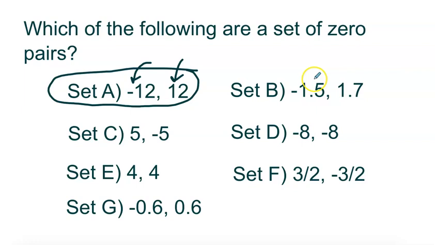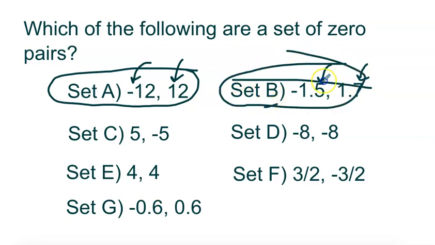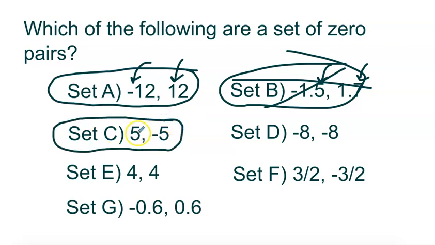Let's look at set B. These numbers have a different magnitude. 1.5 is a different amount than 1.7. Even though one is negative and one is positive, they're not opposites of each other. So this is not an example of a zero pair. All right, set C. 5 and -5. This is an example of a zero pair because one of these is positive and one of these is negative. So when you add them together, 5 plus -5, you get 0.